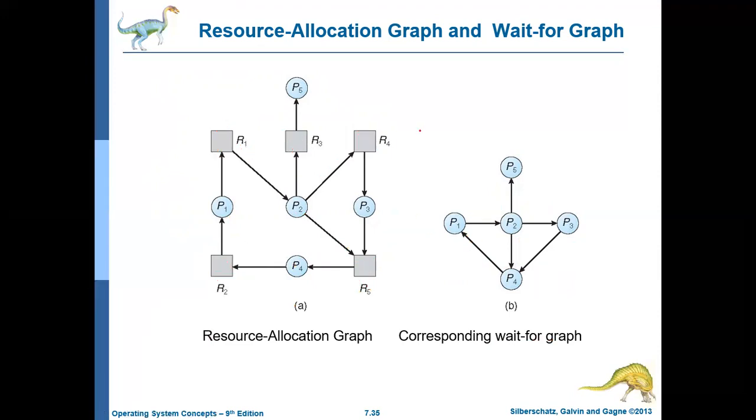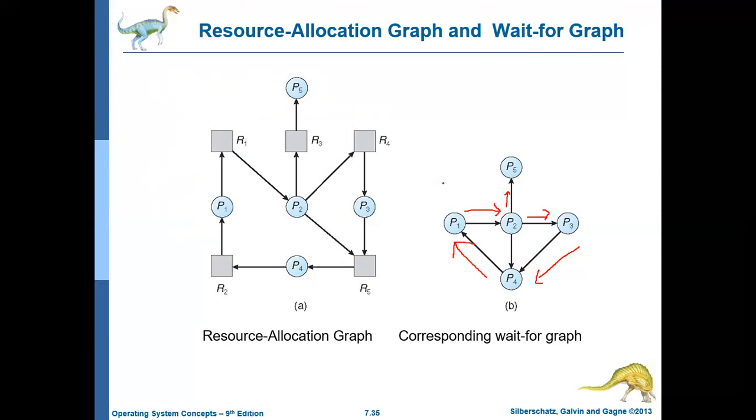So first we have to construct the resource allocation graph, and then the operating system should keep on checking whether there is a cycle in the resource allocation graph or not. What this graph means is that process P1 is waiting for a resource which is being held by P2, and process P2 is waiting for a resource which is being held by P5, and P5 is waiting for a resource which is being held by P3, and P3 is waiting for a resource which is being held by P4, and P4 is waiting for a resource which is being held by P1. So there is a cycle.